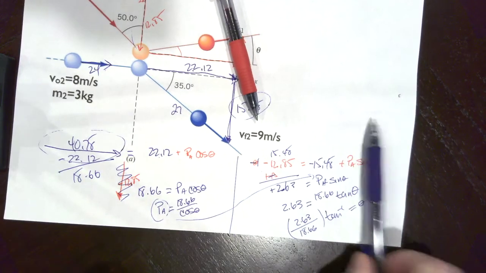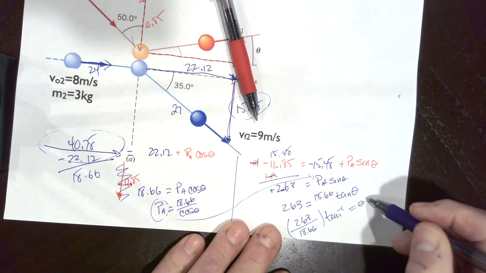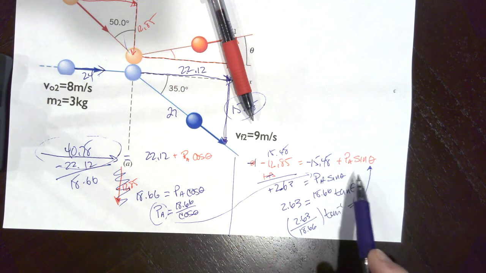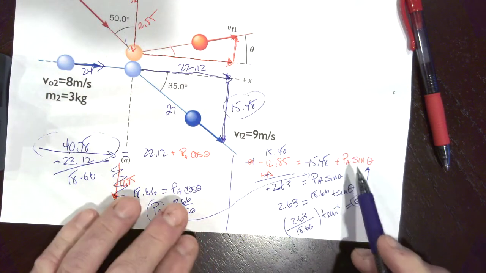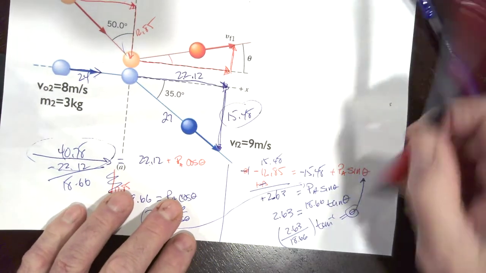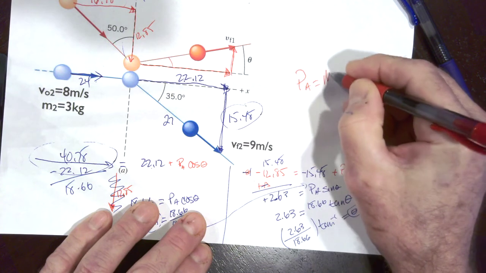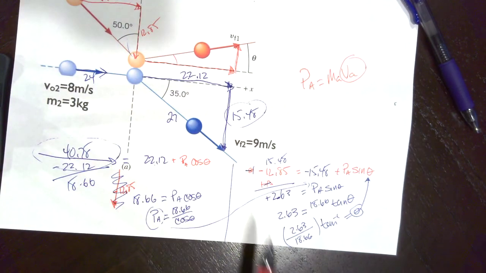Well, whatever that comes out to, you can find theta. At that point in time, you can take theta, plug it into any of these equalities, and solve for the momentum of A. Once you've got the momentum of ball A, you can solve for the V after. That's it.